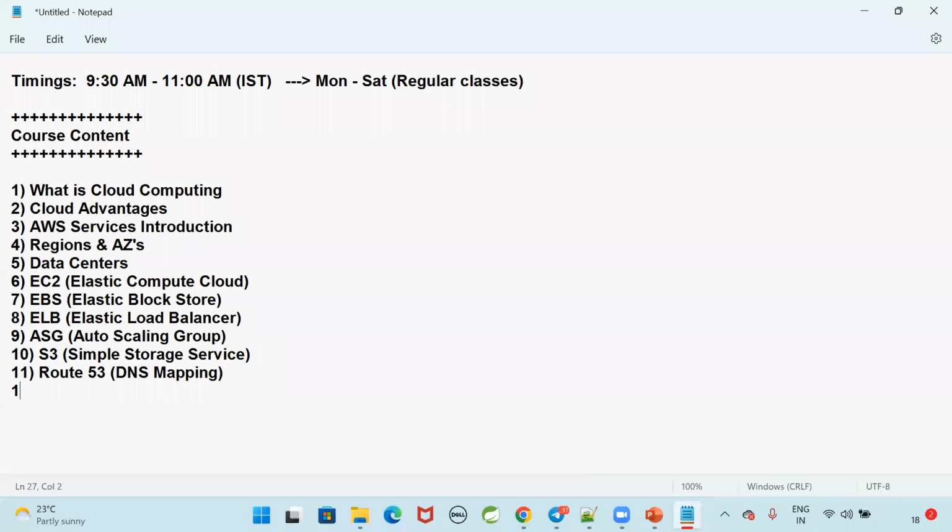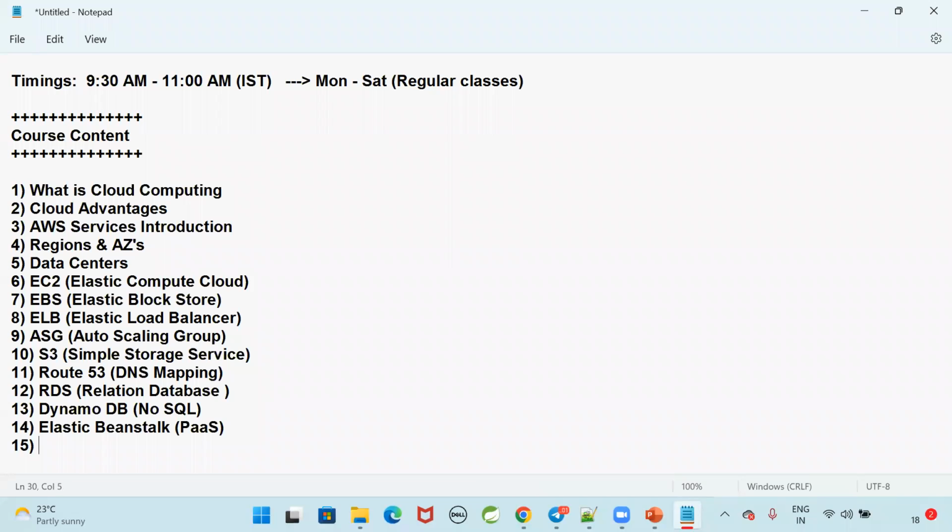After this, we'll talk about RDS. RDS stands for Relational Database Service. Then we'll talk about DynamoDB, which is a NoSQL database. To work with the SQL database in the AWS cloud, we will use the RDS service. To work with the NoSQL database, we will use DynamoDB. After DynamoDB, we'll talk about the Elastic Beanstalk service, which provides platform as a service to run our applications.